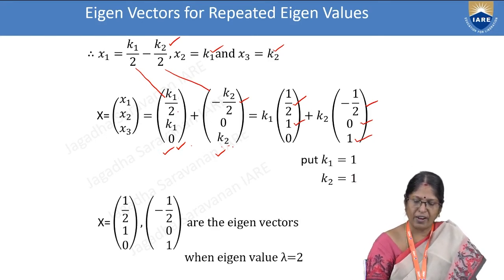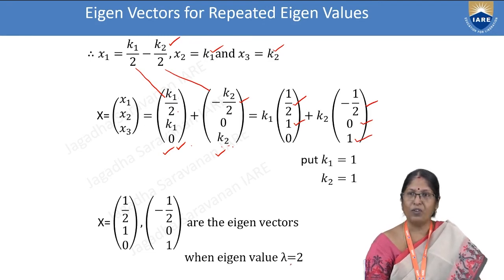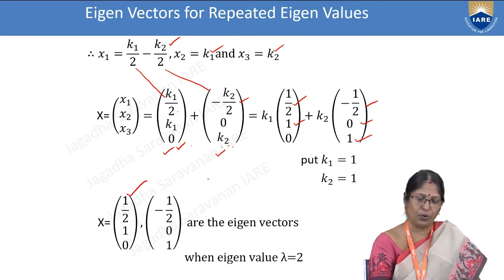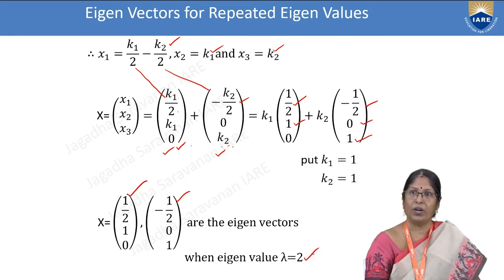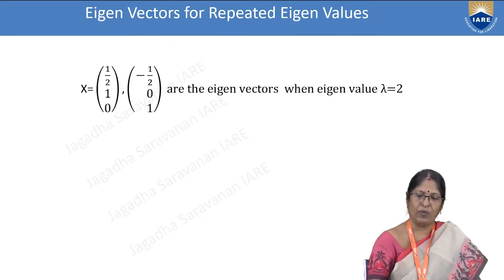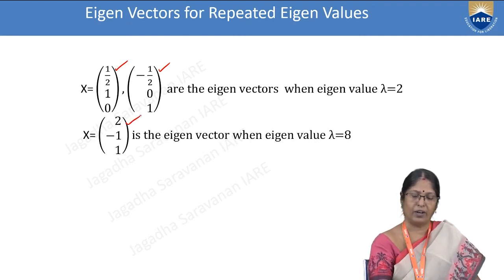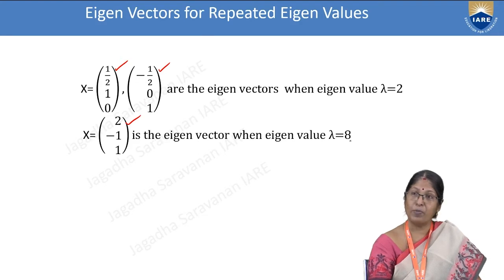So now when lambda equals 2, that is the eigenvalue, we got the eigenvectors: 1 by 2, 1, 0 and minus 1 by 2, 0, 1. So these are the eigenvectors we got when lambda equals 2. When lambda equals 8, we got this eigenvector. So we solved this problem. We got 2 eigenvectors for the eigenvalue 2, and lambda equal to 8 has this eigenvector.